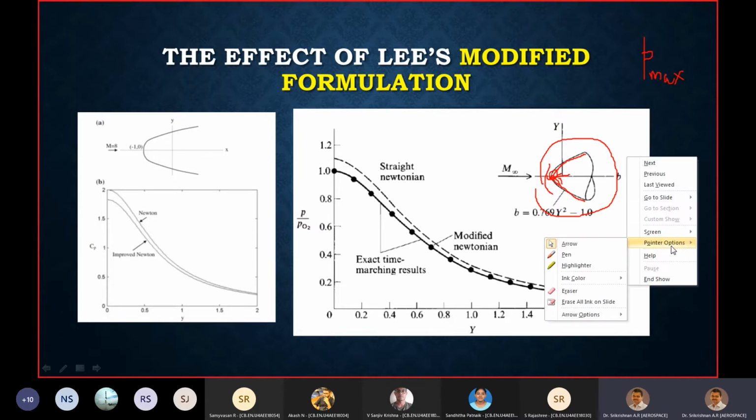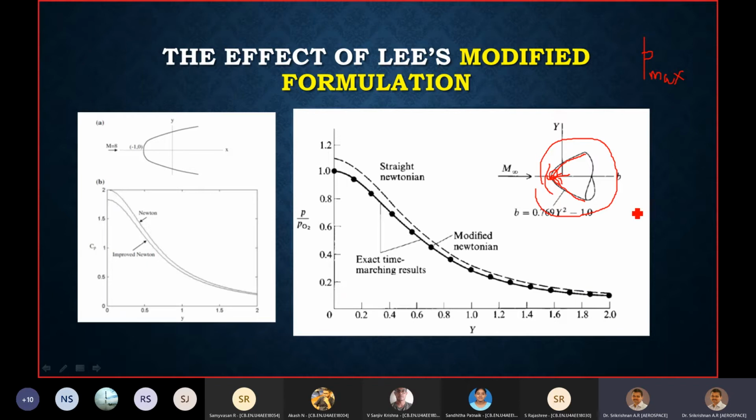Now this graph is for the body that is shown here. The shape of the body is given as B equals 0.769 y squared minus 1, etc. Some particular experimental configuration. Okay, the body shape is as per that particular relation. Now the pressure distribution is plotted based on two methods. One is time march. We can consider it as a numerical method, like a CFD analysis, which is an exact method actually.